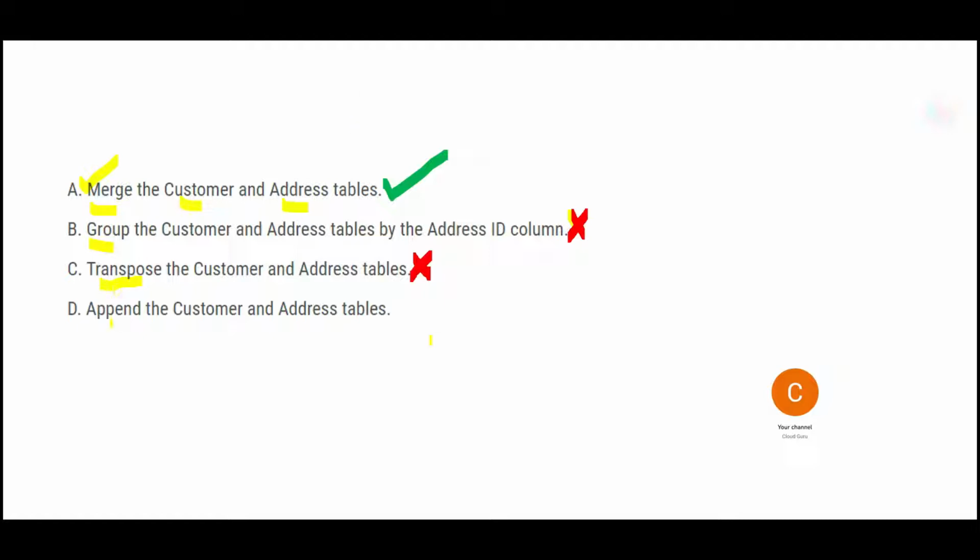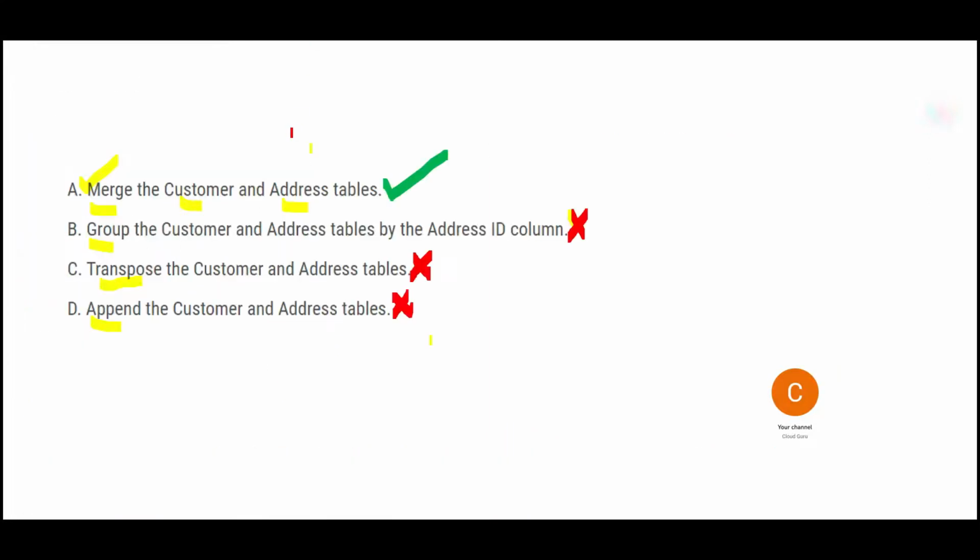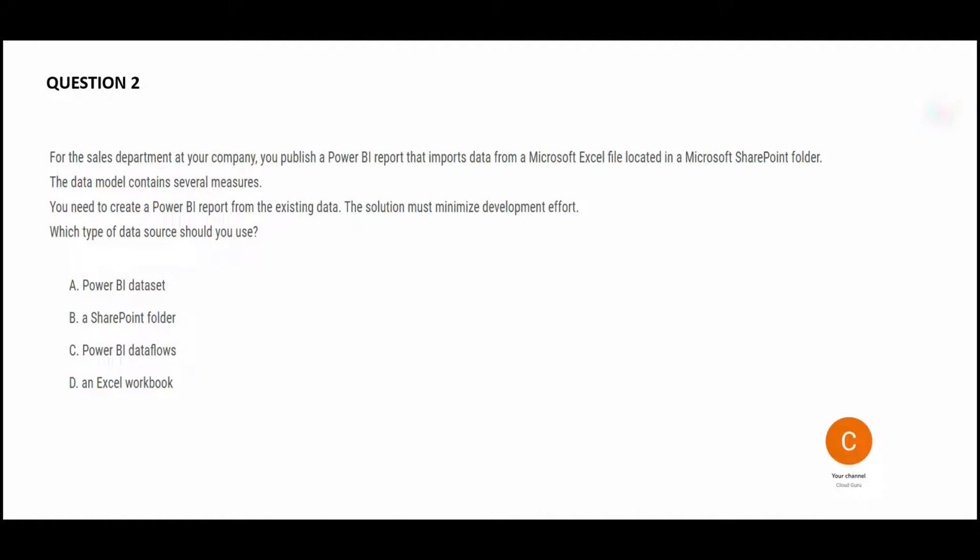Now, option D talks about append. Append is like union or union all in terms of SQL. You can only use it if there are a lot of similarities in the table structures or the metadata of the tables. What I mean here is if you see the customer table here, it has different fields than address. Hence, option D would be wrong. So this is my final answer. Let's move to the next question.